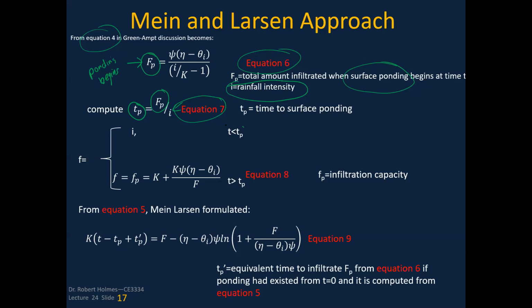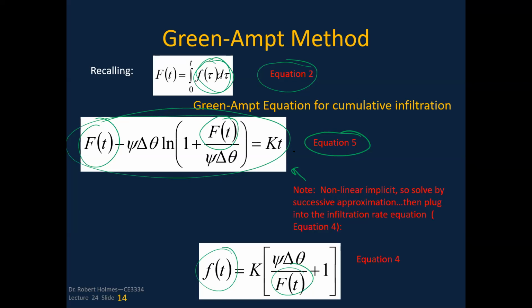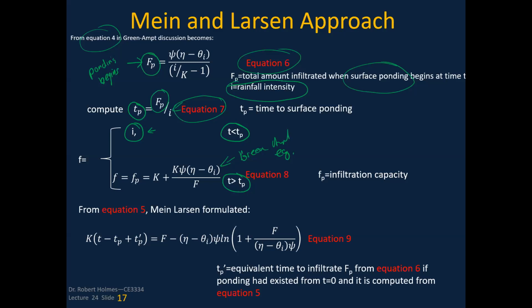And so if the time is less than the time to ponding, that means it's not ponded, so every bit of the water falling out of the sky as rainfall intensity is going to be equal to the infiltration rate. If the time is greater than the time to ponding, then we go back to the equation that was derived as part of the Green-Ampt equation. That is the infiltration rate capacity. And again, that is back to right here, equation 4. And so that's what we've got.